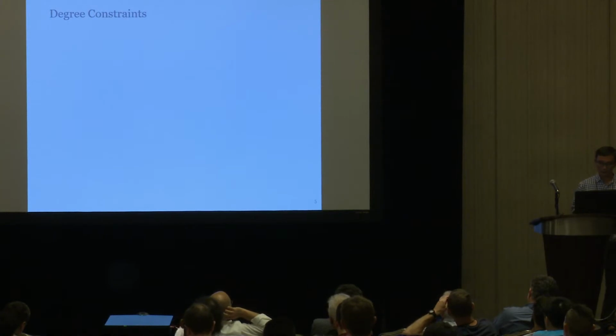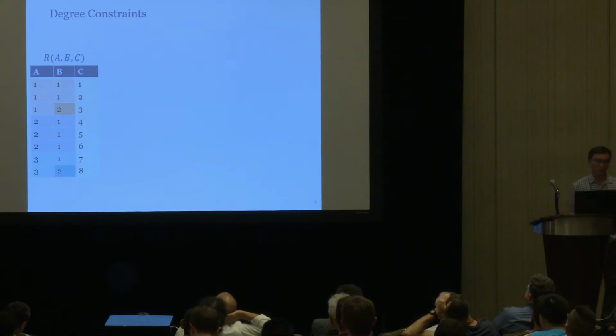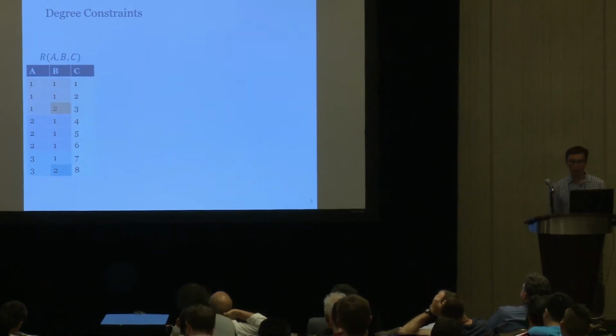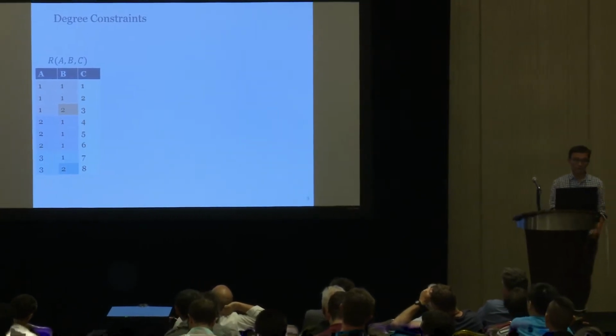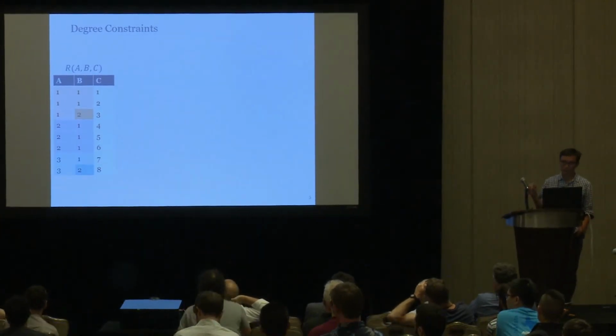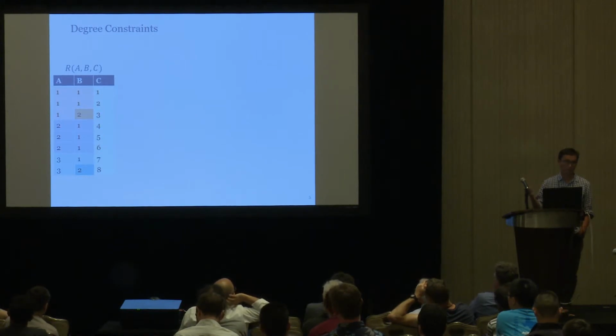The second thing I want to get across is the notion of degree constraints, and it goes something like this. If you look at this relation R(A,B,C) on 3 attributes A, B, and C, then if you stare at it for a moment, you will notice that B and C functionally determine A.